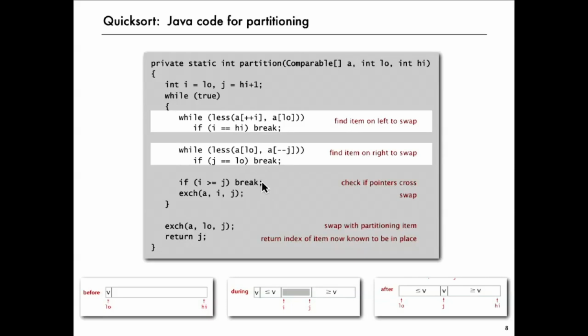Then there's a test to see if the pointers cross, and if not, swap the elements at i and j. When the pointers cross, we break out of the loop and exchange the partitioning element into position. So that's a quick implementation of the QuickSort partitioning method.